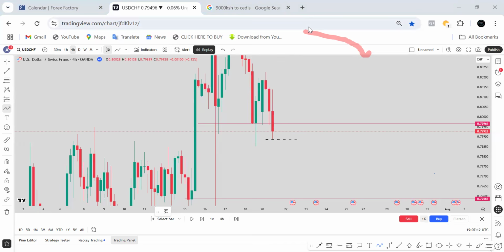Anytime I am executing a trade, this is what I'm going to consider. I have to consider my risks. If price decides to come back, how much am I willing to lose?